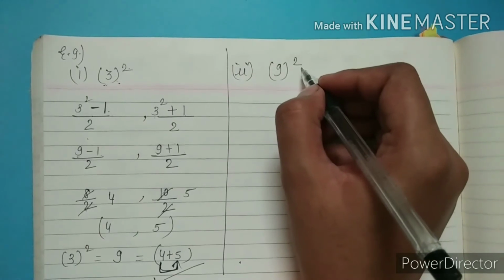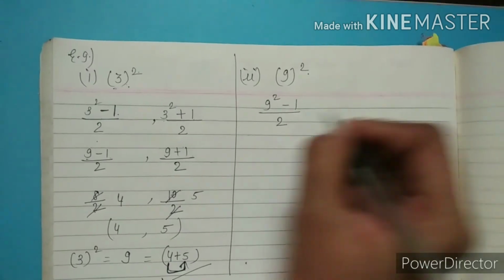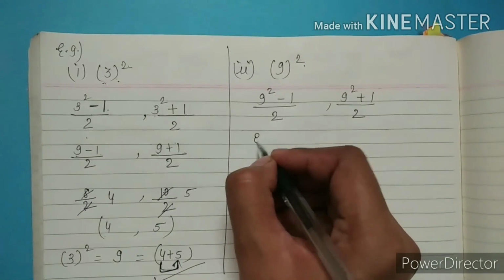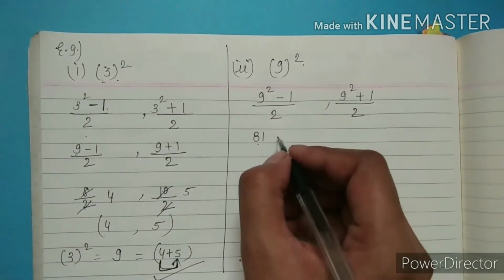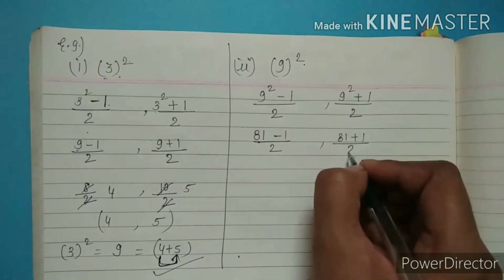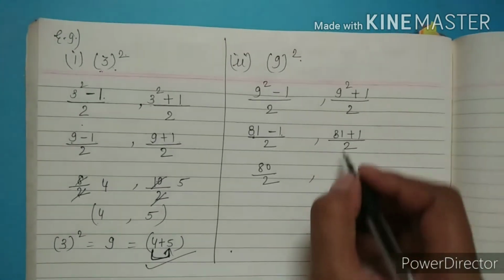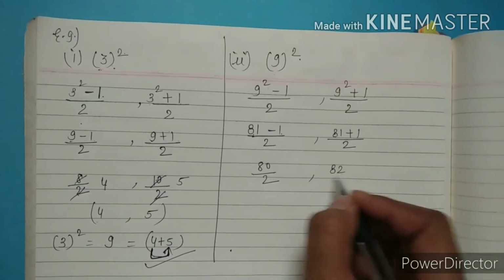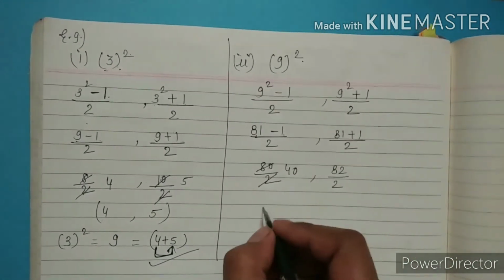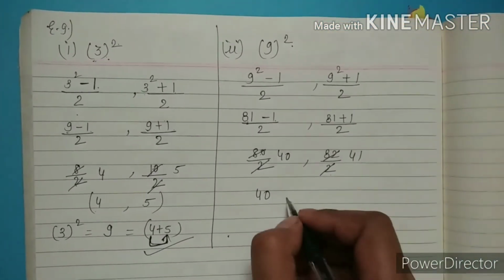9 square is also an odd number. So firstly we will subtract 1 and divide by 2. Next we will add 1 and divide by 2. 9 square is 81, minus 1, divide by 2. 9 square is 81, plus 1, divide by 2. 81 minus 1 is 80, divide by 2. 81 plus 1 is 82, and that will be divided by 2. 80 by 2 gives us 40, and 82 by 2 gives us 41.